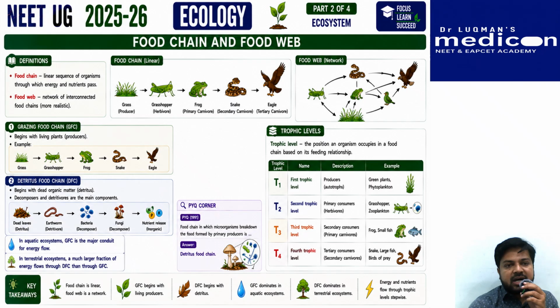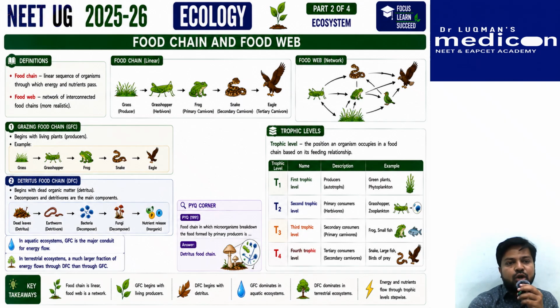Like grass is a producer, grasshopper is a herbivore, frog is a primary carnivore, snake is a secondary carnivore, and eagle is a tertiary carnivore. So this linear arrangement is called a food chain. But when you see how multiple organisms are affecting each other, that is called a food web or network. Important terms you have to understand: grazing food chain begins with living plants. Those food chains which start with living plants, that is producers, are called grazing food chains.